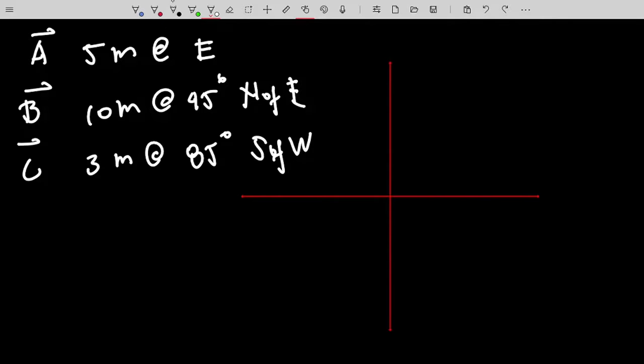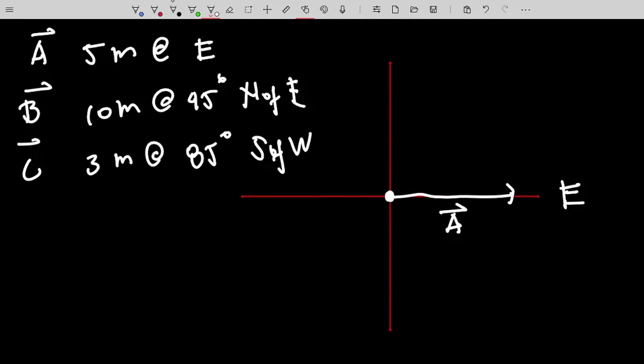We know that the first vector is directed to the east, so we start from your central axis. Pretend that this is 5 meters. So let's have your vector A like this, and it is directed to the east direction.